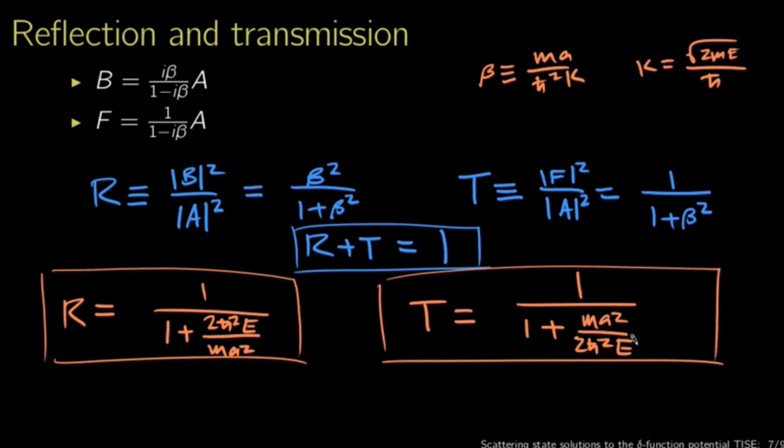So if energy increases, this quantity decreases, the overall denominator gets closer to 1, and the transmission coefficient gets closer to 1, as is required by the sum of reflection plus transmission probabilities being equal to 1. So that is more or less the gist. This is the key result of looking at scattering in the context of a delta function, in this case a delta function well.